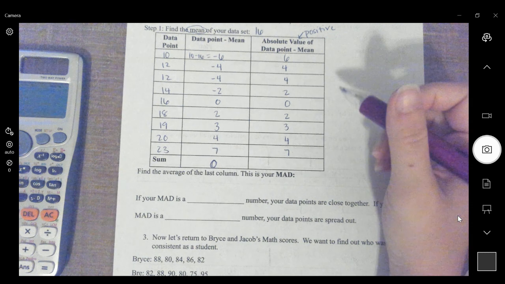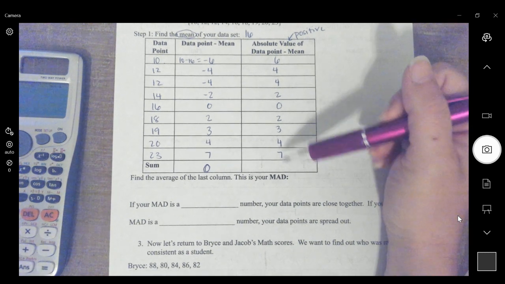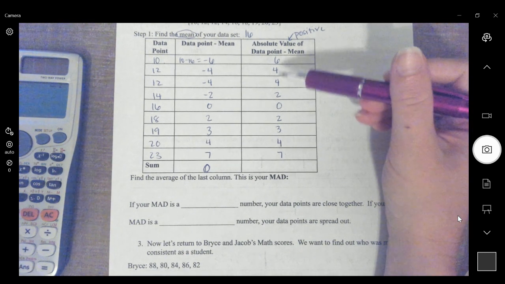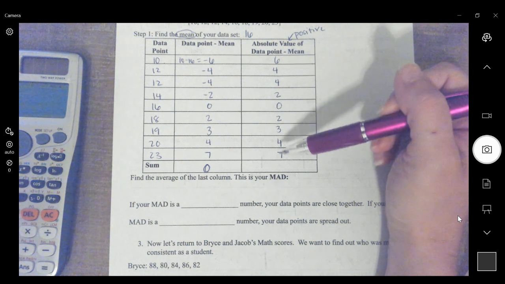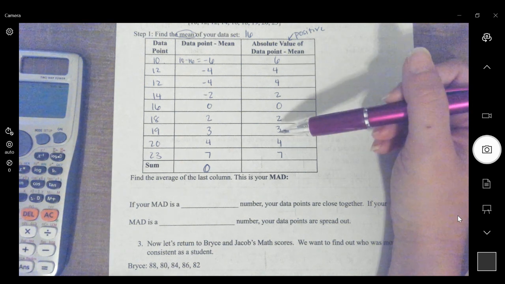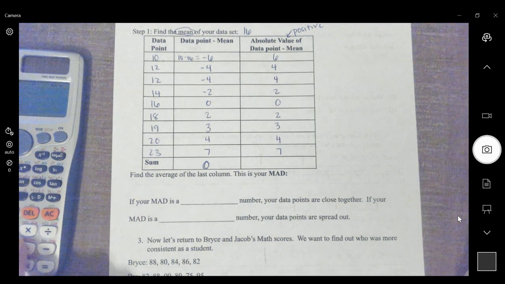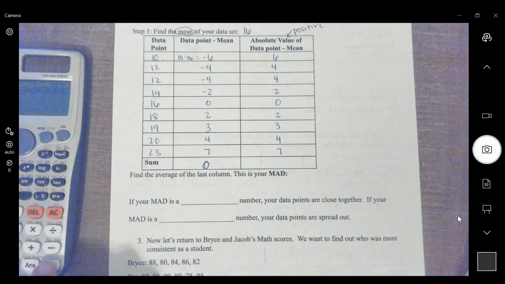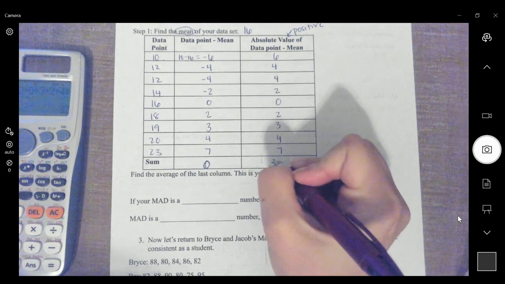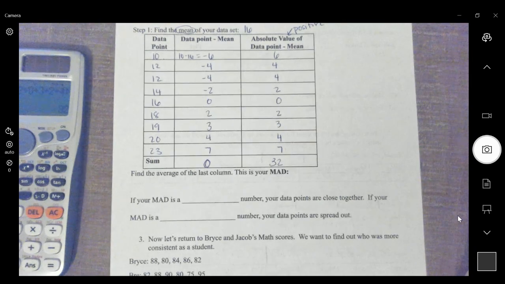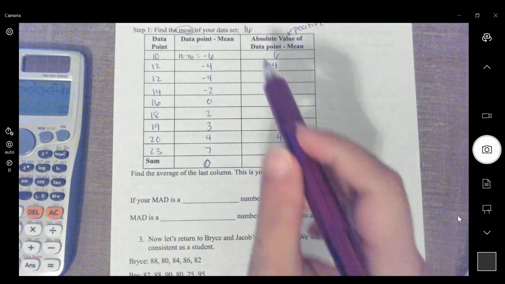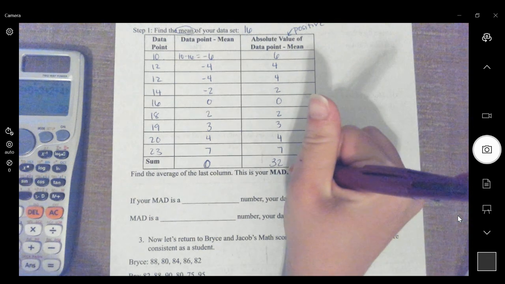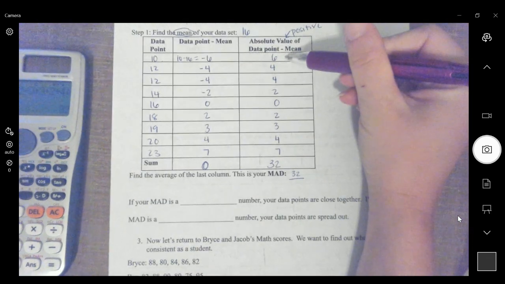Okay, and now this is going to be more useful because I can average these numbers together. So once I have their distance from the mean, the positive version of that, we're going to add all these together. Okay, and I got 32. Now 32 is not my answer. I need the average of that. So I already added them and got 32, and now I need to divide by how many numbers there are.